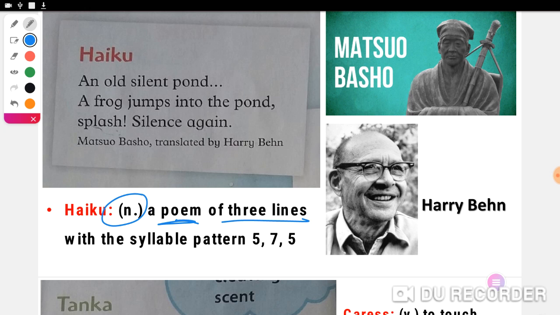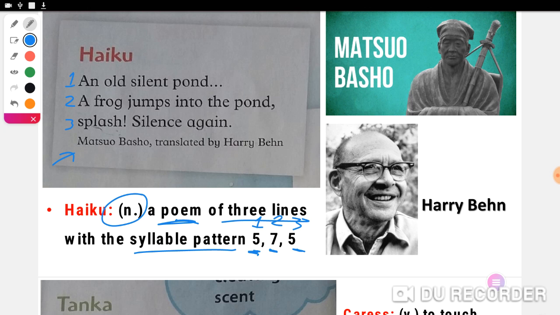Let's count the lines together. 1, 2, 3. This is the name of the poet. So haiku is a poem of 3 lines with the syllable pattern 5, 7, 5. The first line has 5 syllables, the second line has 7 syllables, and the third line has 5 syllables. Let's count the syllables together.